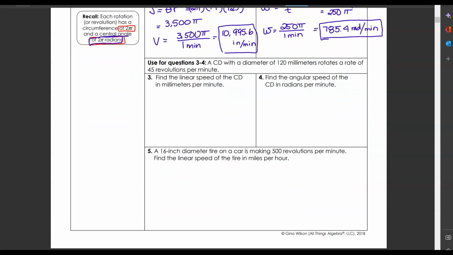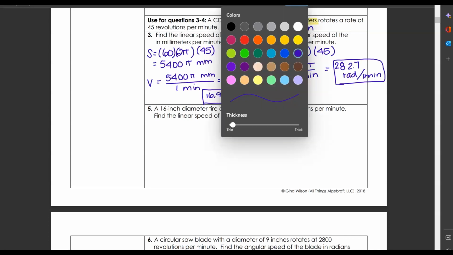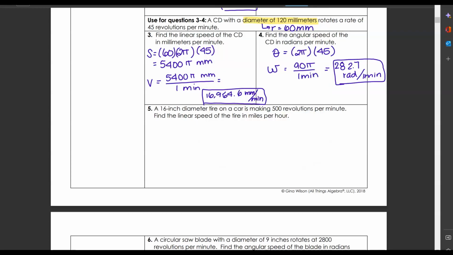All right, take a moment to try number 3 on your own and see what you get. Number 3 and 4. All right, hopefully you saw that for 3 and 4, because we're looking at a CD with a diameter of 120 millimeters, it is really important that we first convert that to a radius. So we have to divide it by 2. So we get the radius is equal to 60 millimeters, and it rotates at a rate of 45 revolutions per minute.